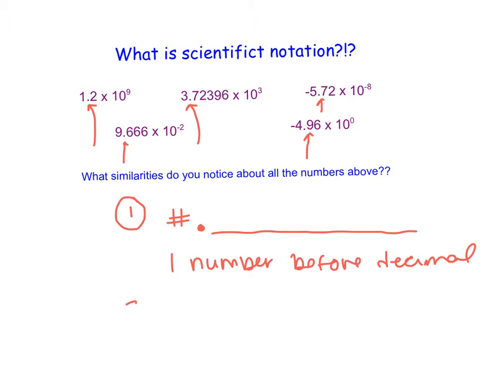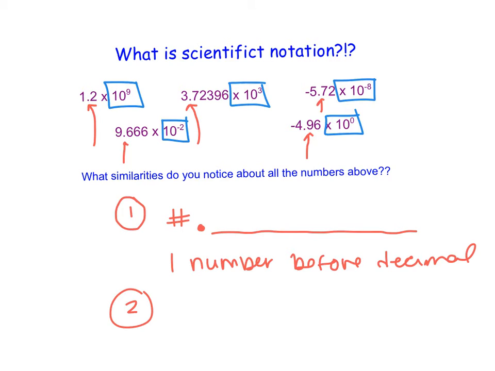The second piece is that it always has a times 10 to the power of blank. You can see that in all of these. So it's always going to be some number times 10 to some power. So that's how scientific notation numbers are written. You always have one number before your decimal point, and then it will be a number times 10 to the power of blank. And we'll talk about how we convert numbers from standard form into this form in just a minute.